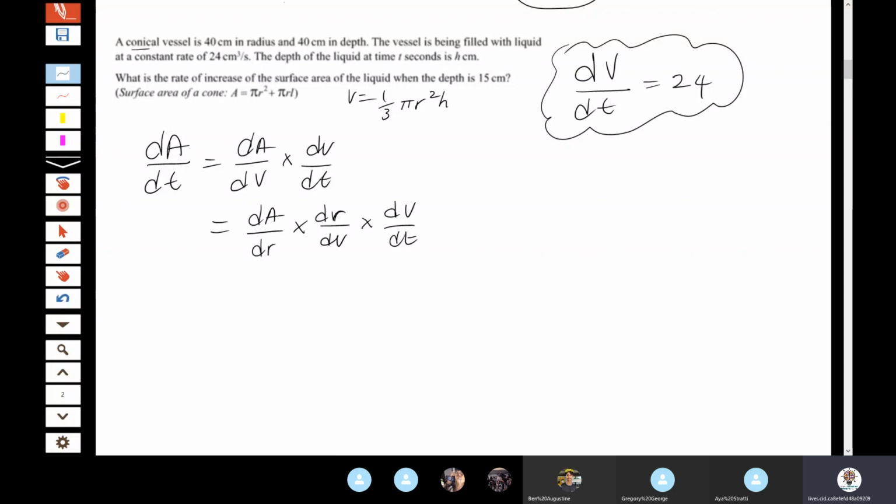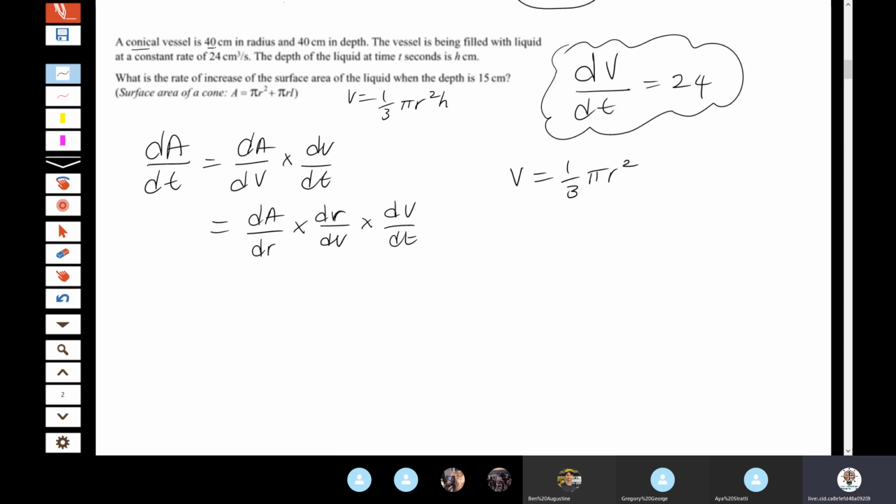Okay, so I somehow need a relationship between A and r, and I need a relationship between V and r. Well, I've got a relationship between V and r, but what's stopping me? Come on, what's stopping me? Volume, what's the only thing that's annoying? If you want V and r, you can't have the h there. You guys get that? What does h equal?